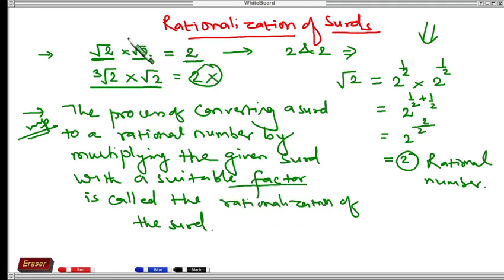Then a suitable factor means, for root 2, root 2 is the suitable factor. The rationalizing factor of root 2 is root 2, because multiplying root 2 by root 2 gives a rational number. But for cube root of 2 times root 2, if the order is the same, then we can multiply. But here we have cube root 2 and root 2, so how can we multiply them? It is difficult directly. In this case, we first have to make the same order by taking the LCM, as we have discussed, and only then can we do that.